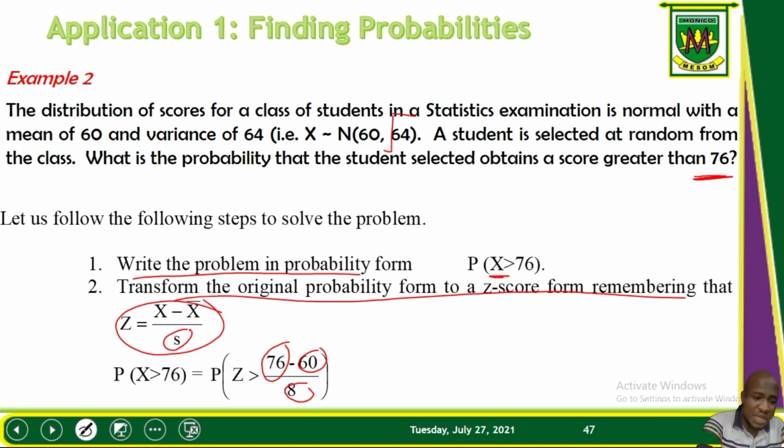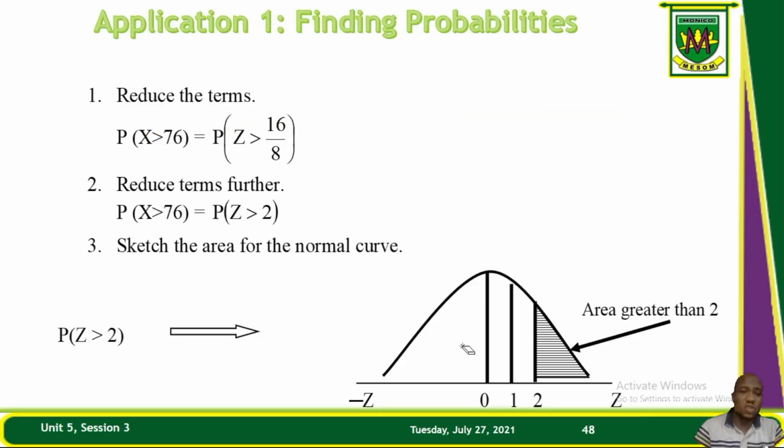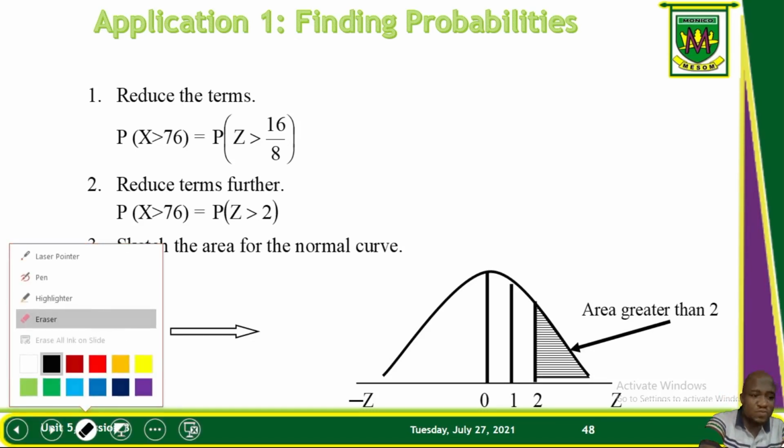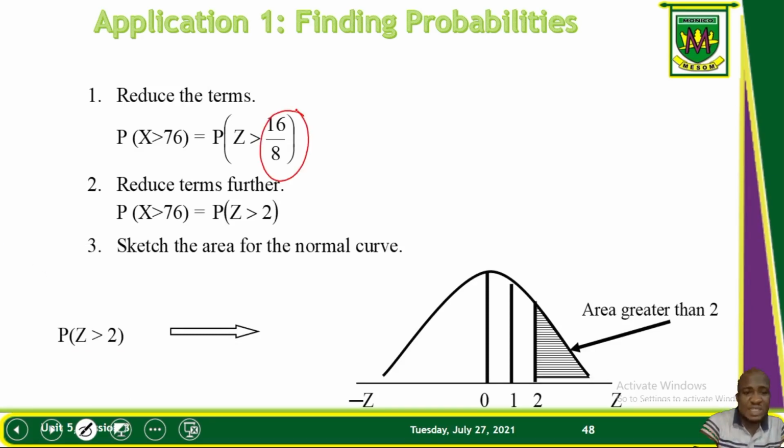So now the formula becomes 76 minus 60 over 8. 76 minus 60 will be 16, and we have the denominator to be 8. So 16 over 8. What is 16 over 8? We are going to get 2. 16 over 8 will be 2.